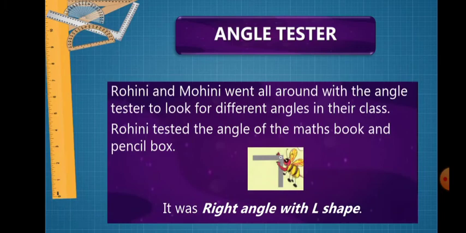Rohini and Mohini went all around with the angle tester to look for different angles in their class. Rohini tested the angle of the maths book and a pencil box. It was a right angle. Yes, the angle of the maths book and the angle of the pencil box is in L shape. It was a right angle with L shape.